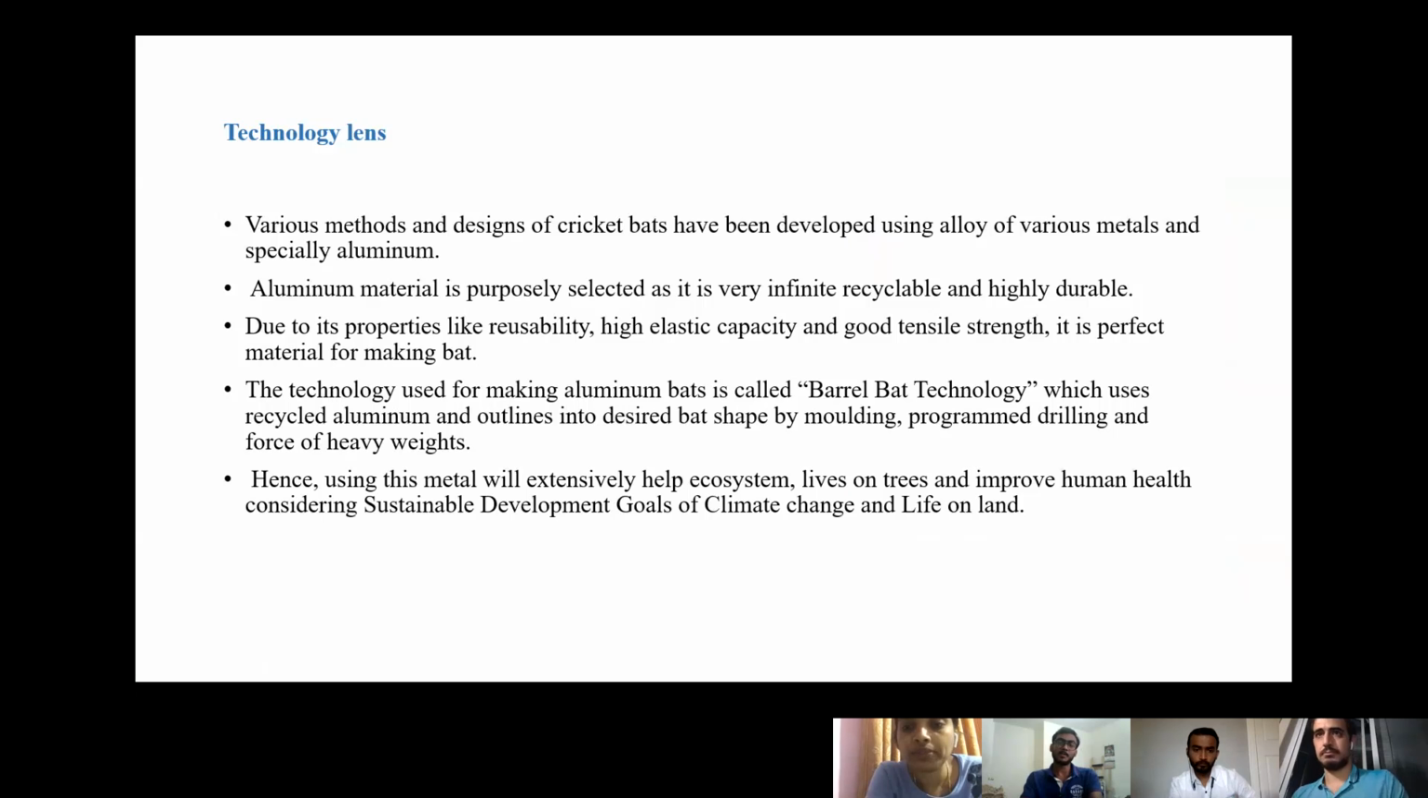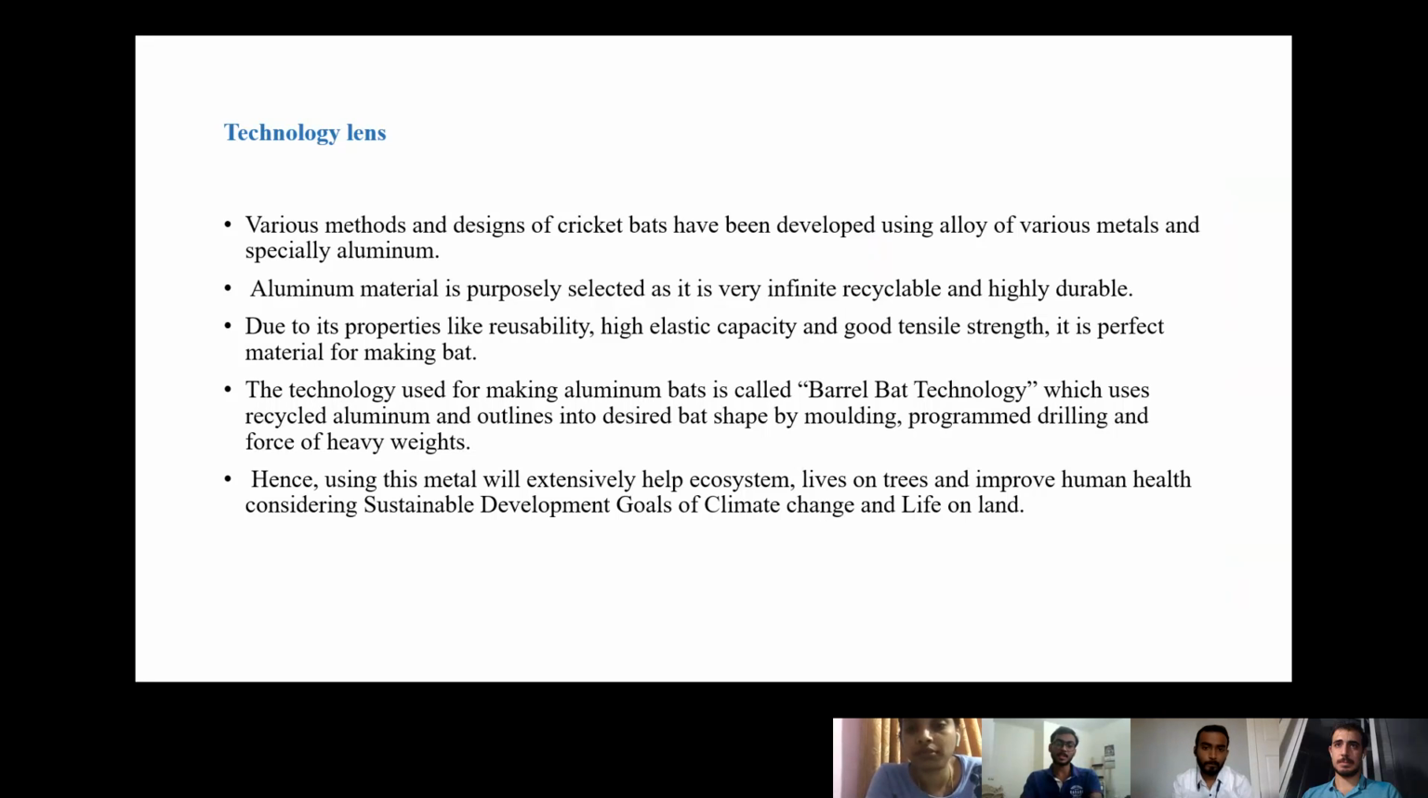Now, moving towards the technology lens. So many methods and designs have already been developed in making a cricket bat using different kinds of alloys, especially aluminium. Because aluminium has an infinitely recyclable property and it's highly durable. It also has reusability, high elastic capacity and good tensile strength. So it's the perfect material for making a cricket bat.